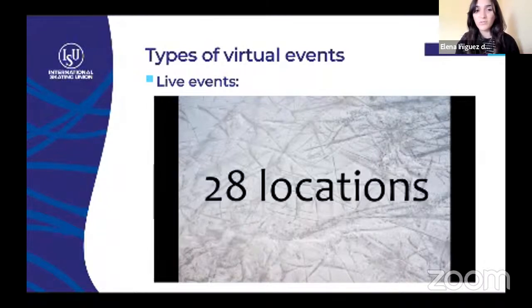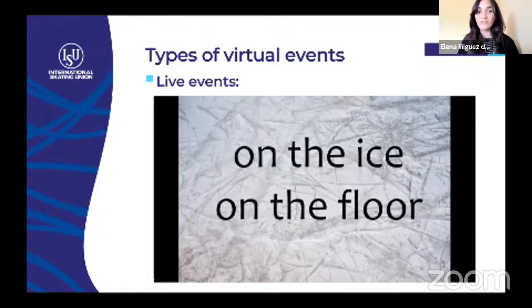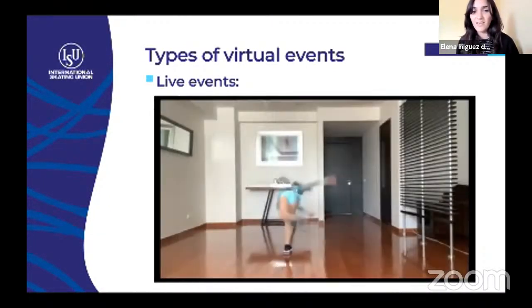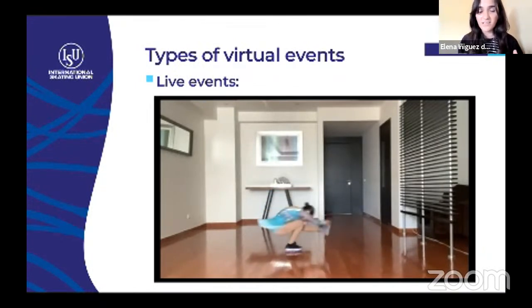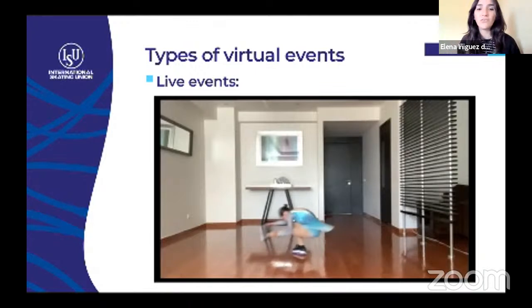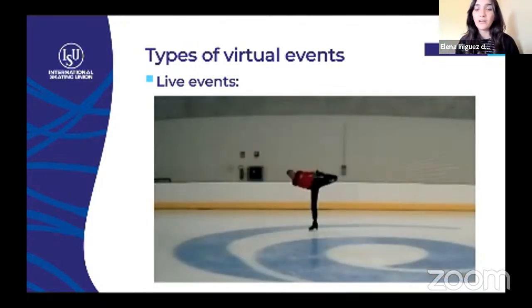So in real time, we were connected from 28 different locations around the world. This was a spins only challenge, and we had spinners off the ice from Mexico, as you can see on the screen right now. And we were also connected in 2 different rinks. We used the centers of excellence as an example.